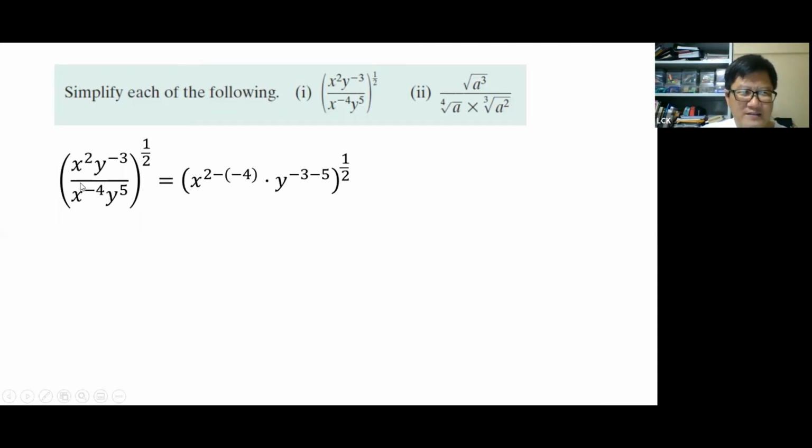And when you divide, it's a minus. So it's 2 minus -4. This minus is because you are dividing, and this -4 comes right from here. And y to the power of -3 is from here, and why do you get -5? Because you are dividing by y to the power of 5. So handle it separately and put a raised dot here to separate things and to make things really clear.